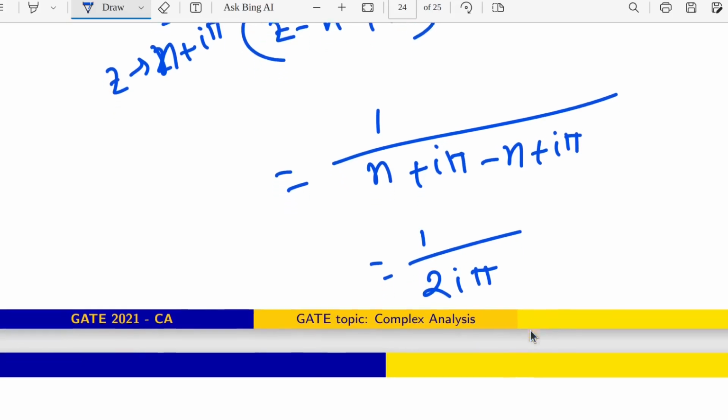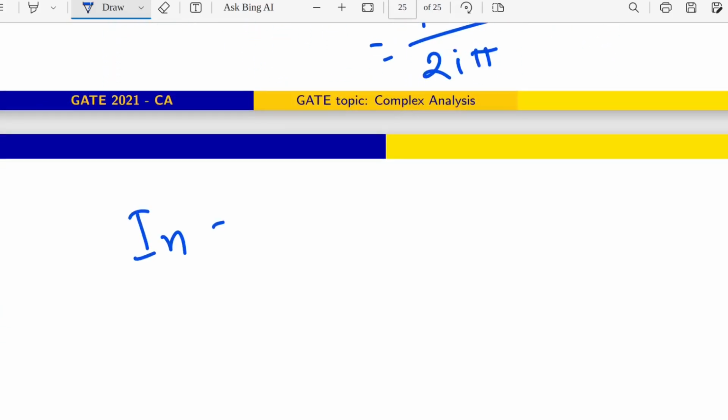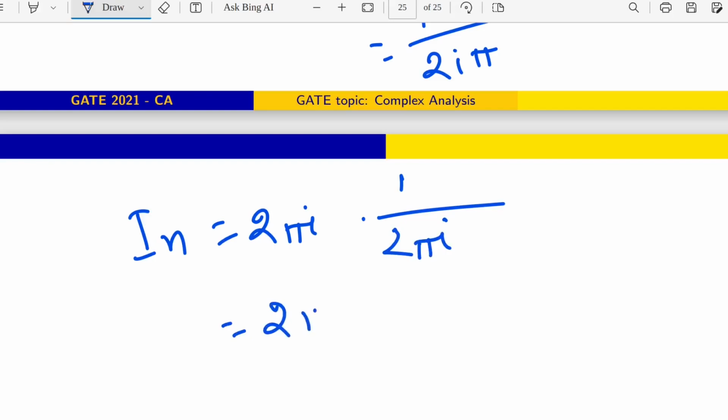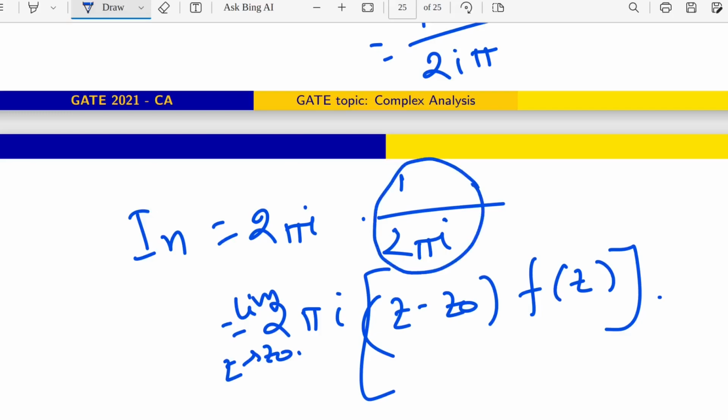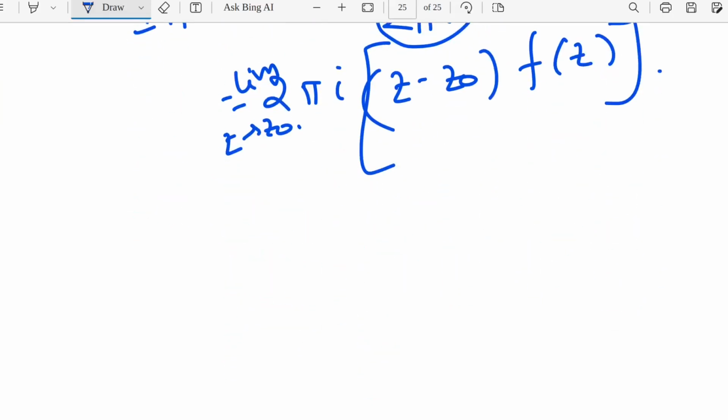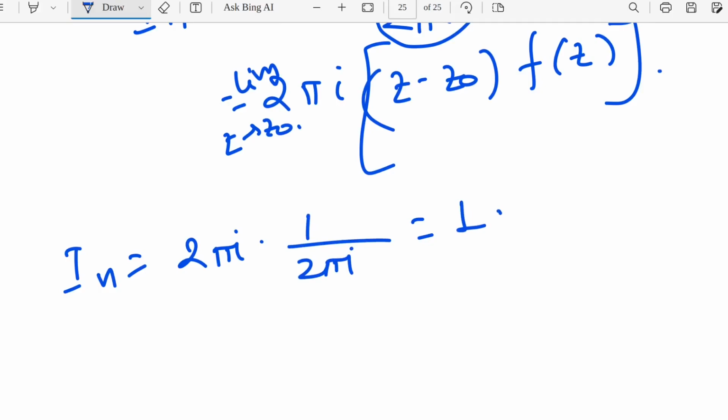And as I told you, In will be 2πi into 1 by 2πi, because the integration formula is (z minus z0) f(z) with the limit z tends to z0. I did this expression at the very first, which is giving 1 by 2πi, right? So our In will be what? 2πi into 1 by 2πi, which is nothing but 1, right?